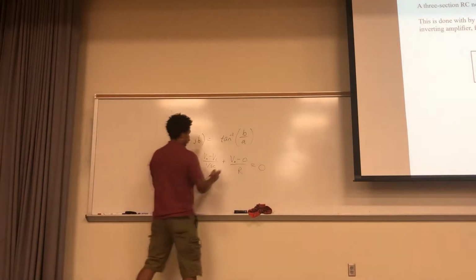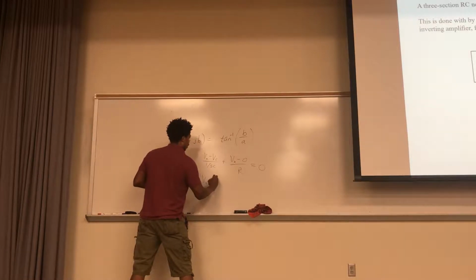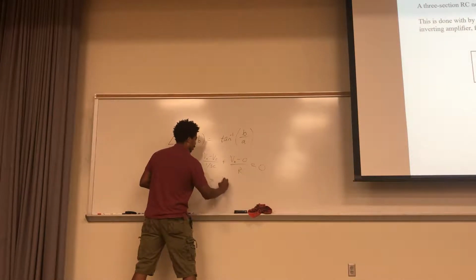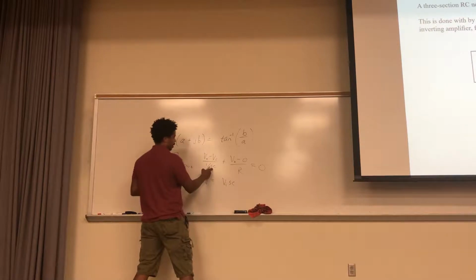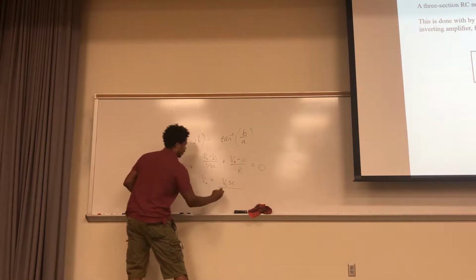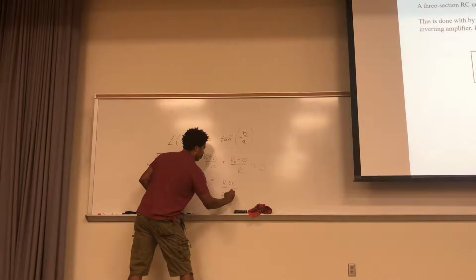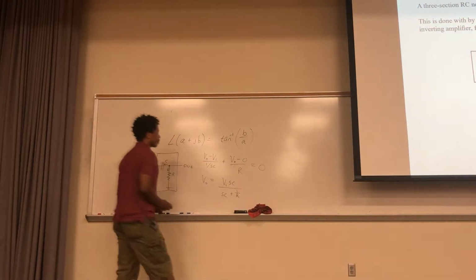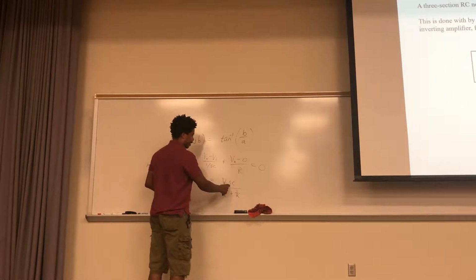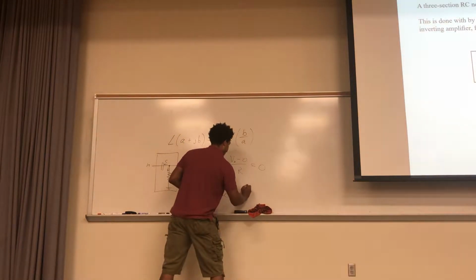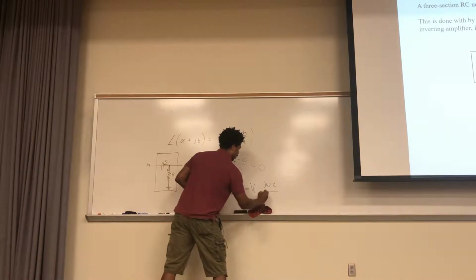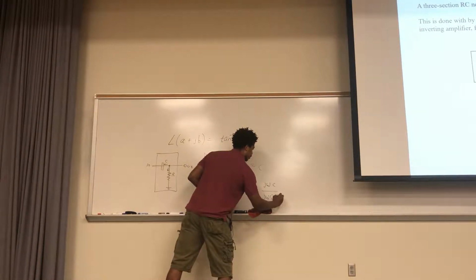Then if you solve for V out, I can take this negative V in over 1 over SC, put it on the other side, and it becomes V in times SC, where I could just bring the SC up to the numerator. On the denominator will be the things left over, so I'll have SC plus 1 over R. Then if you look at this, that's imaginary. You're going to get a j omega here and a j omega there. So think of it like this: j omega C over j omega C plus 1 over R.